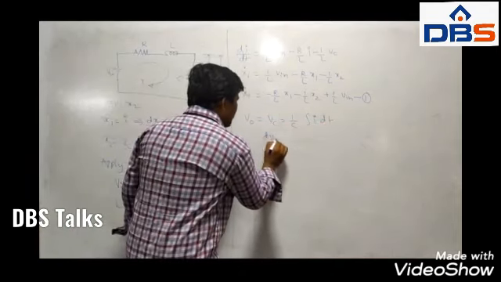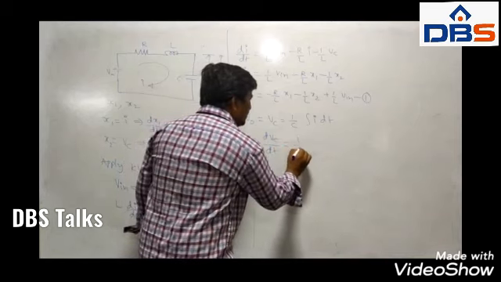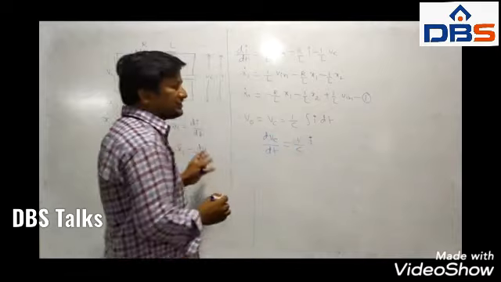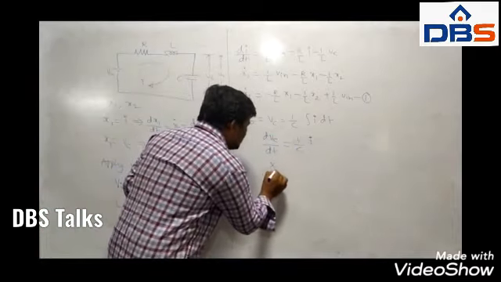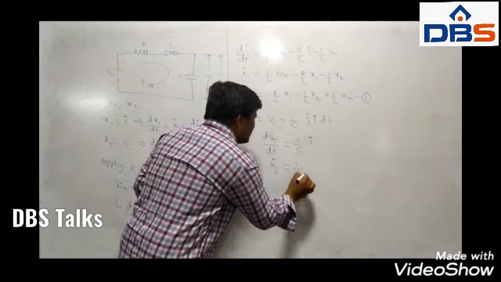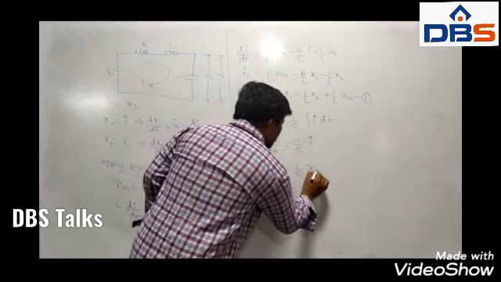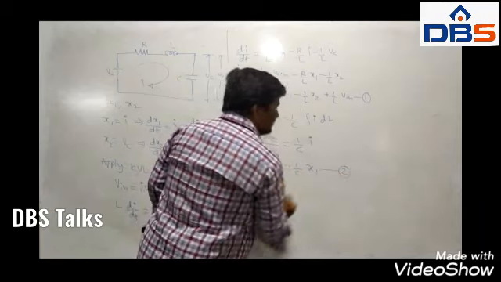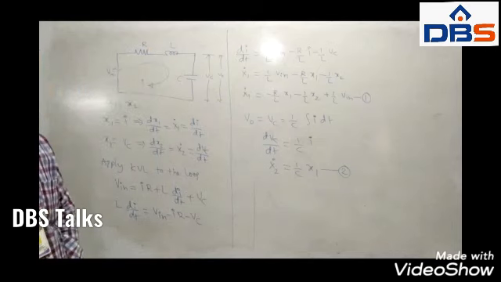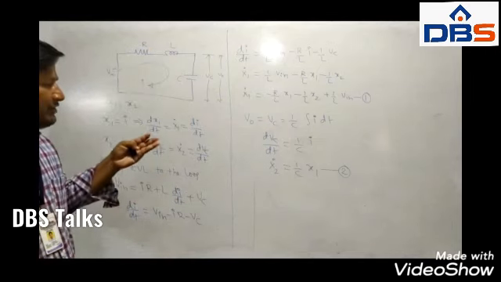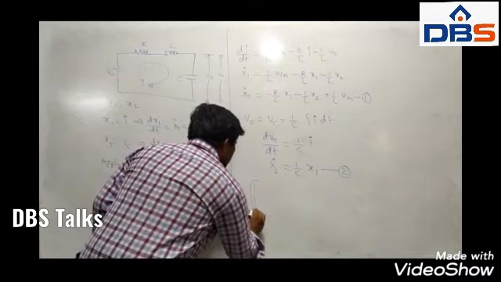Differentiating with respect to t on both sides, dVc by dt equals 1 by C I. Substituting the state variables, dVc by dt is x2 dot, and I is x1. So x2 dot equals 1 by C x1. This is equation 2. Now we have to obtain the state equation form with these two equations.